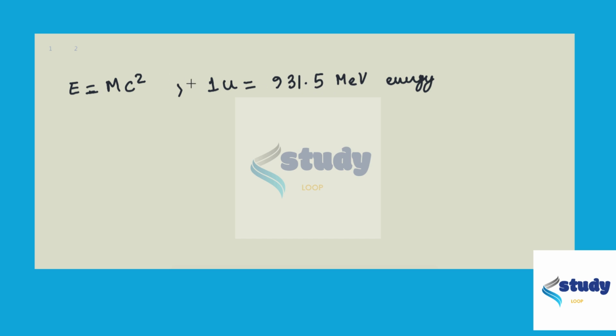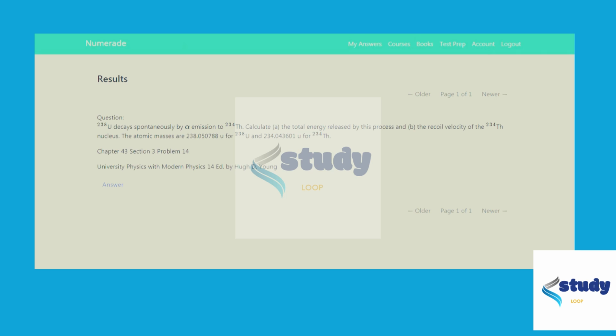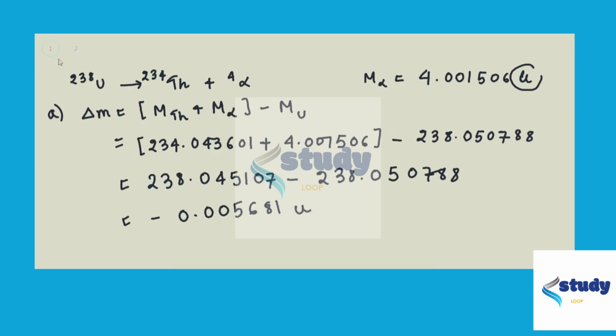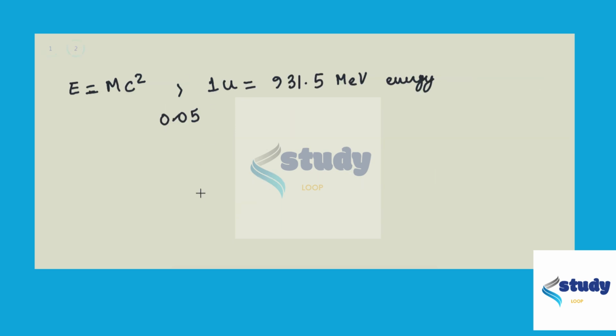As long as you know that, you can just use this formula and put in how much energy would be released when 0.00568 U is destroyed. You need to multiply this with 931.5. That gives you 5.2918.